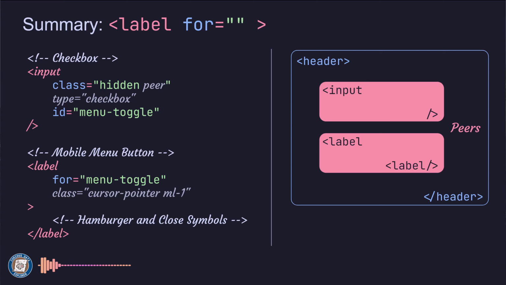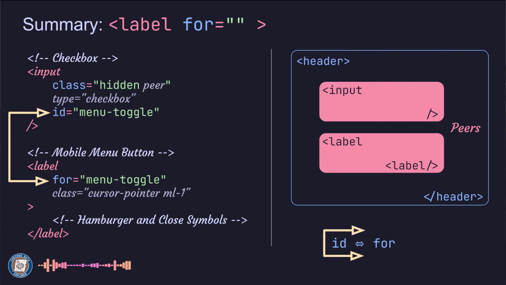The figure on the right shows the effective relationship between the elements. Much like the previous example, both the input and label tags have a common parent that makes them siblings or peers. And much like the utility class peer, the HTML native relationship between these elements using the for attribute means that an action on the label is in effect forwarded to the checkbox. In practice, it means that when the hamburger menu is clicked, it activates the checkbox. To complete the example, note that the checkbox has the class hidden as it has been replaced by its label.